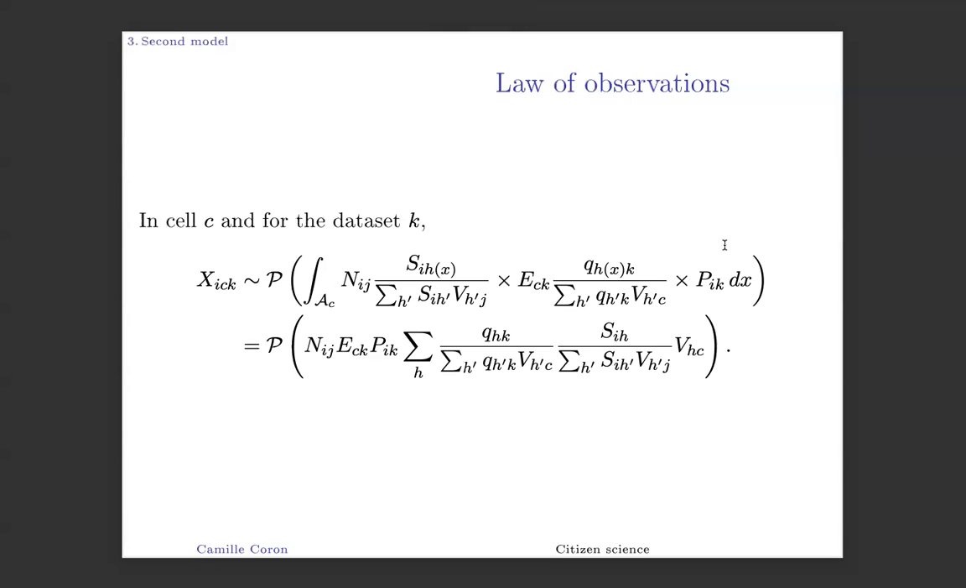In the end, you have that the number of observations of the species I in the cell C, so this is a smaller scale, for the dataset K, follows the Poisson distribution, whose parameter is the abundance of species I in the region J, in which lies the cell C, times the effort made in the cell C for the dataset K, times the detection probability of species I for the dataset K, times a term that takes into account the probability of presence of individuals and of observers in all the different possible habitats.